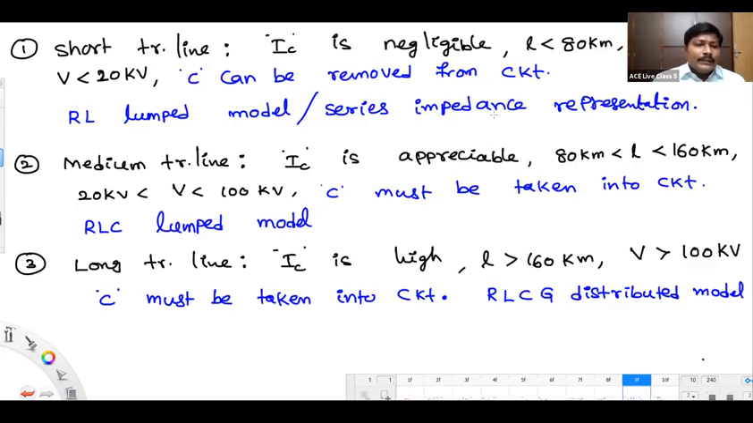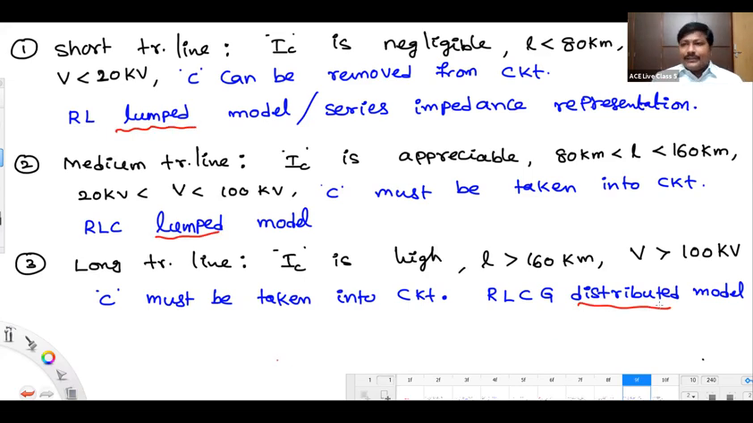Next. From these things we have discussed three types of lines: short line, medium line, and long line. I can say in a simple way, listen to my words please, a transmission line can be represented in two ways. One, the lumped parameter model. Second, the distributed model. Two models of line representation.